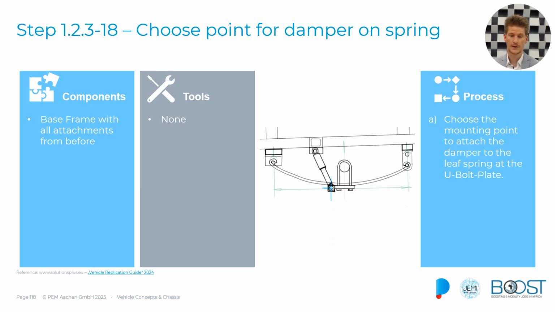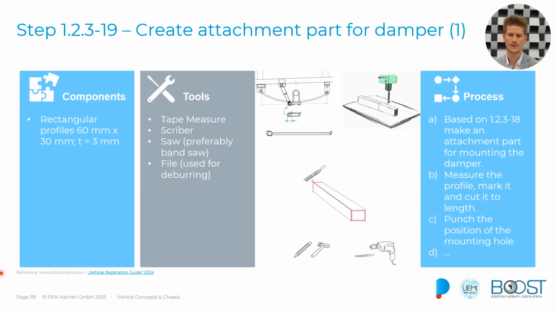Once you have chosen the point where to place it, we move on and again use a rectangular profile in order to create an attachment part for the damper on the U-bolt. We need a tape measure, scribe, a saw and a file. Again, mark the length, cut it to length and then deburr the edges.